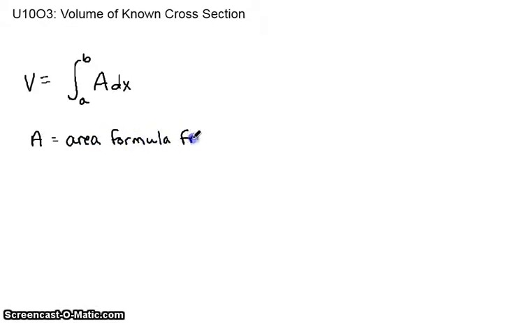This does, just like the last one, have a formula that we need to know. Our volume of known cross-section is going to be a lot easier to remember, but sometimes it can get a little sloppy. We're still going to integrate from a to b, but this time it's just going to be of A dx, where A is the area formula for the cross section.